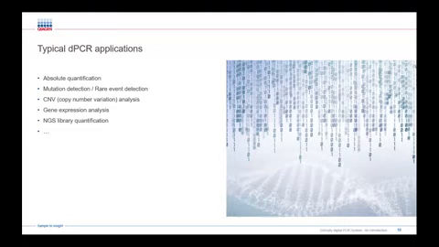Among the numerous applications for digital PCR, a few of the most frequently used ones are listed on this slide. No matter which one you choose, the starting point always will be the absolute quantification of your targets. Based on these results, subsequent analyses such as mutation detection, copy number variation analysis, and gene expression analysis can be performed.